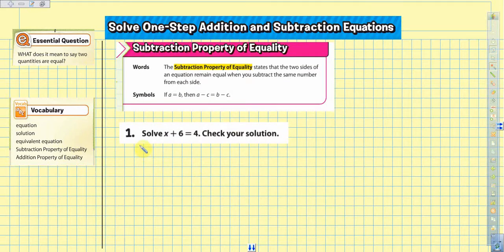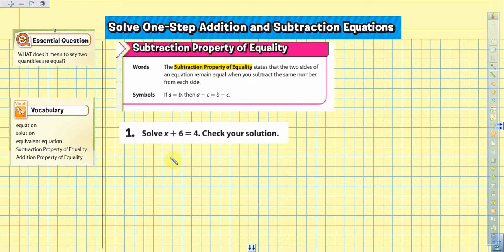Okay, first example, example 1, solve x plus 6 is equal to 4, and then check your solution. We are going to use what we call the subtraction property, which means that if you subtract on one side of the equation and you subtract the same item on the other side of the equation, it's still going to be equal as long as you are subtracting the same value. So we're going to use the subtraction property of equality to solve x plus 6 is equal to 4.